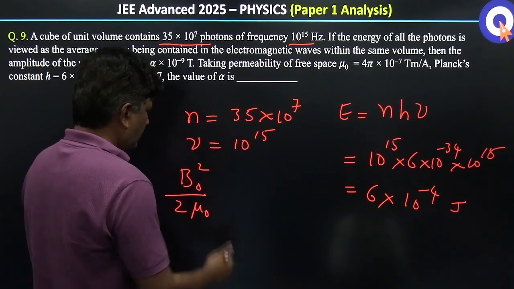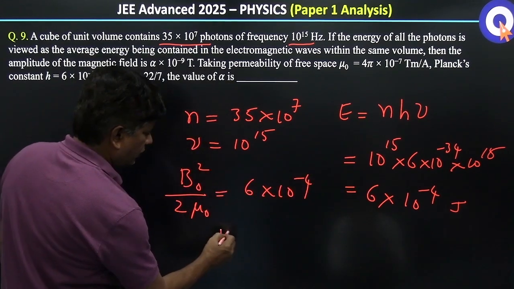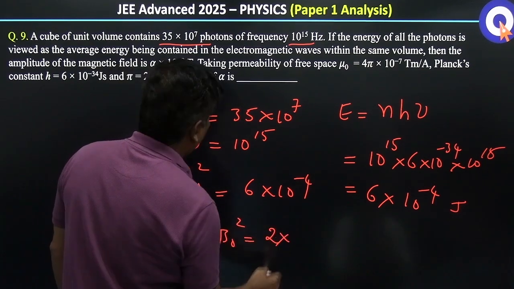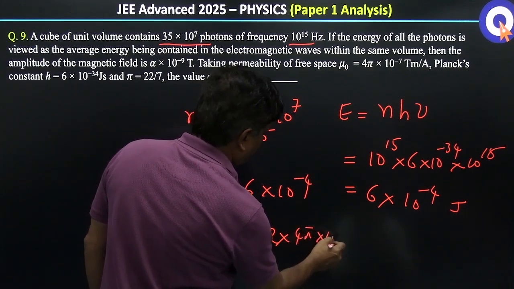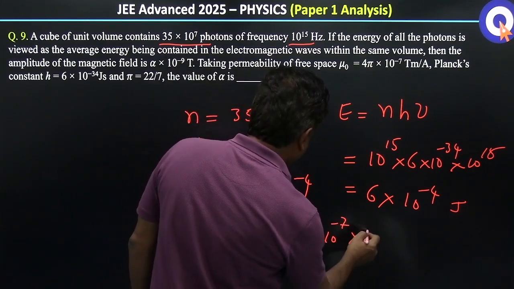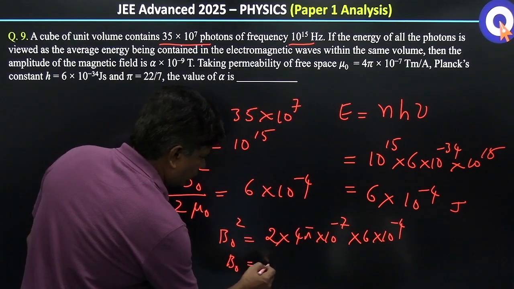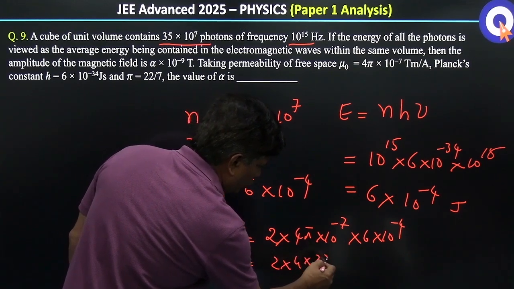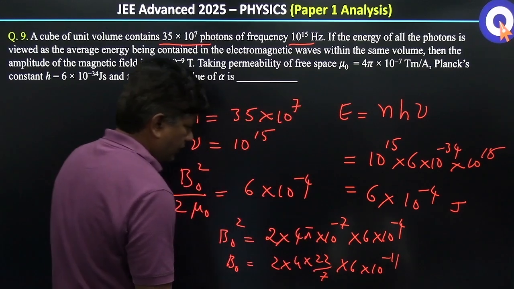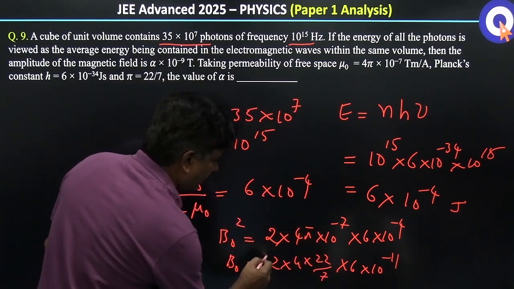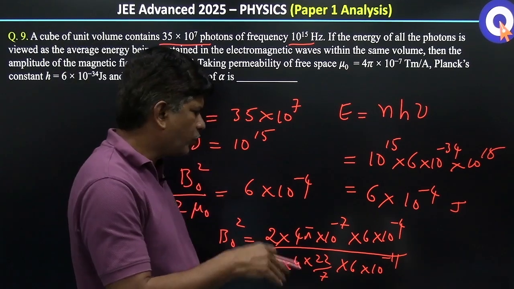Now according to the question, this whole thing and this are the same, 6 into 10 raised to minus 4. So from this, B naught square is equal to 2 times mu naught times 6 into 10 power minus 4. Mu naught is given in the question itself as 4 pi into 10 raised to minus 7. Therefore B naught is equal to the root of 2 into 4 into 22 by 7 into 6 into 10 raised to minus 11. Now we will solve this. You will simplify this and take the root. This turns out to be close to 22.9, or approximately 23.